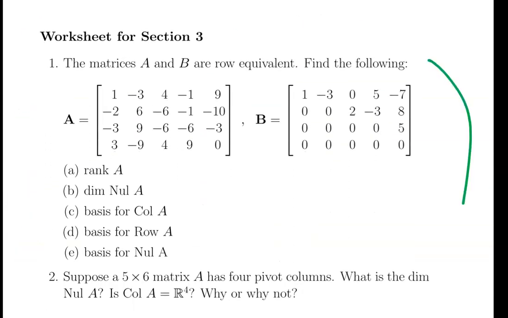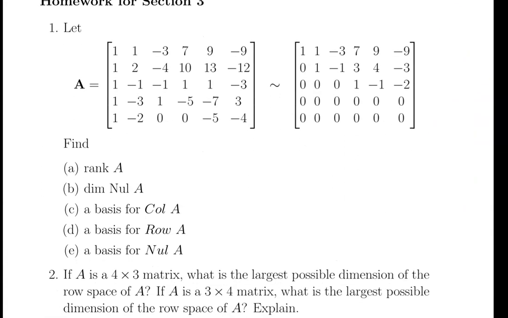Again, here's a nice review question. Given the row equivalency of A and B, take a look at it and see what's the rank, what's the dimension, and the basis for those different things. So that's a nice combo question there. Okay, and then the homework is oddly similar.